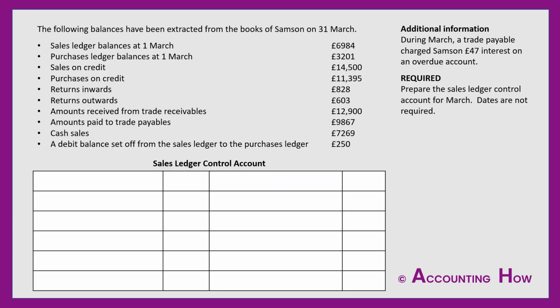Here is the question. The following balances have been extracted from the books of Samson on the 31st of March. And over on the right hand side, we've got a bit of additional information. During March, a trade payable charged Samson £47 interest on an overdue account, and we are being asked to prepare the sales ledger control account for March. Dates are not required.